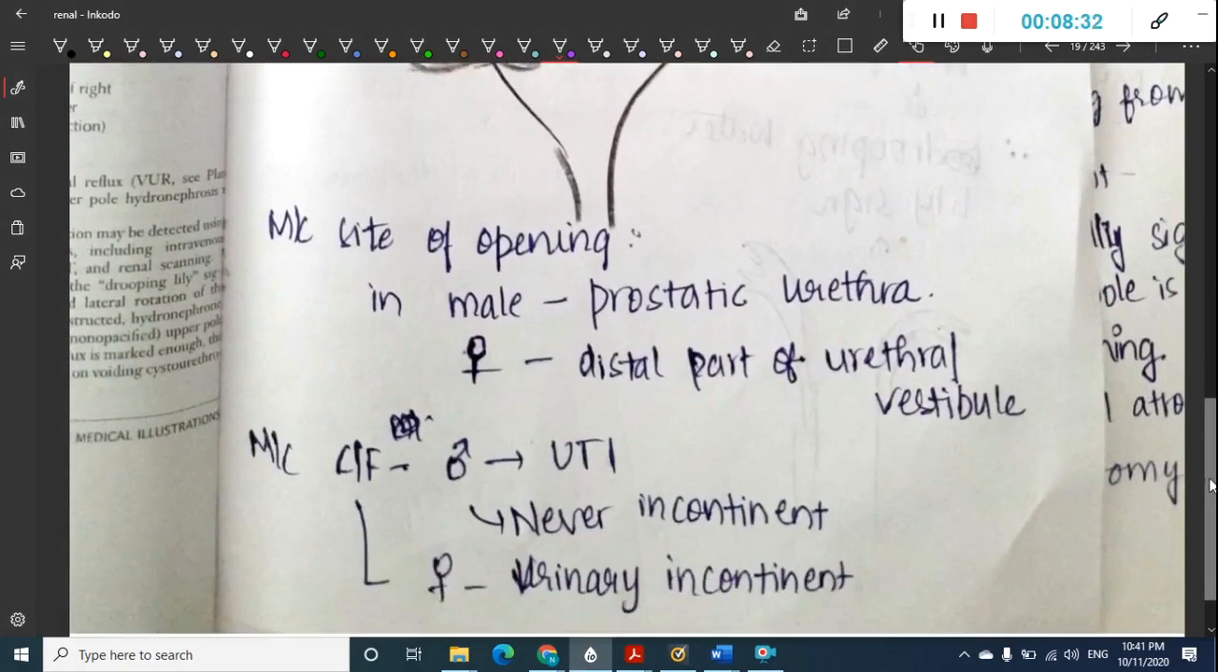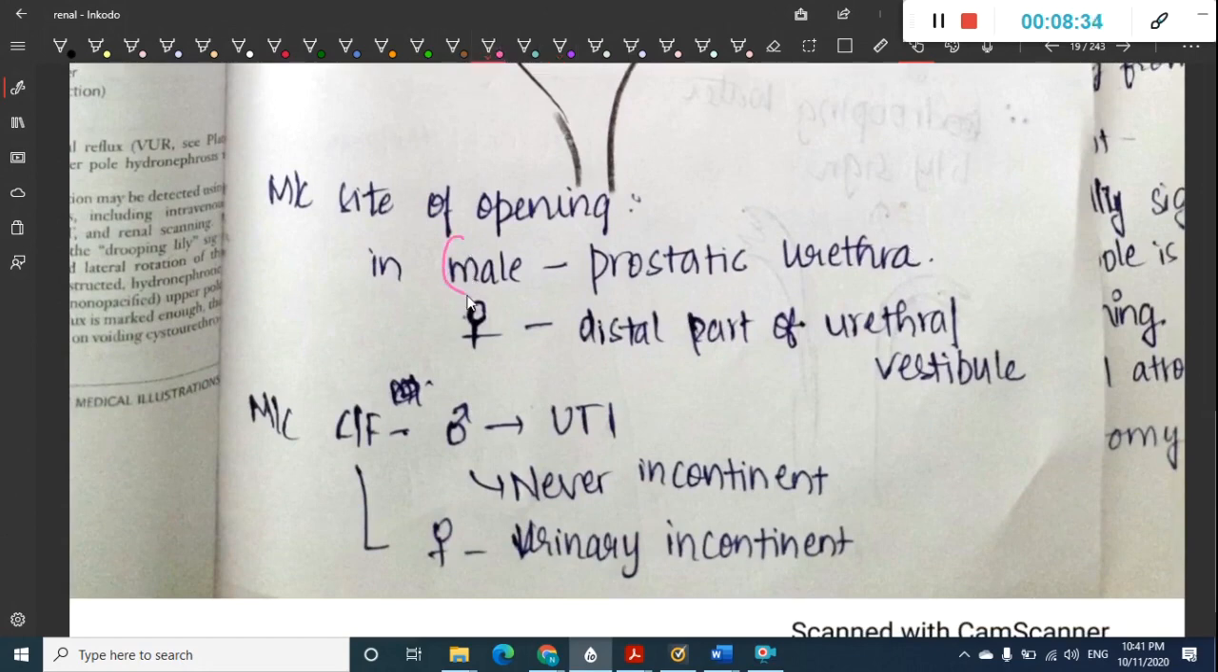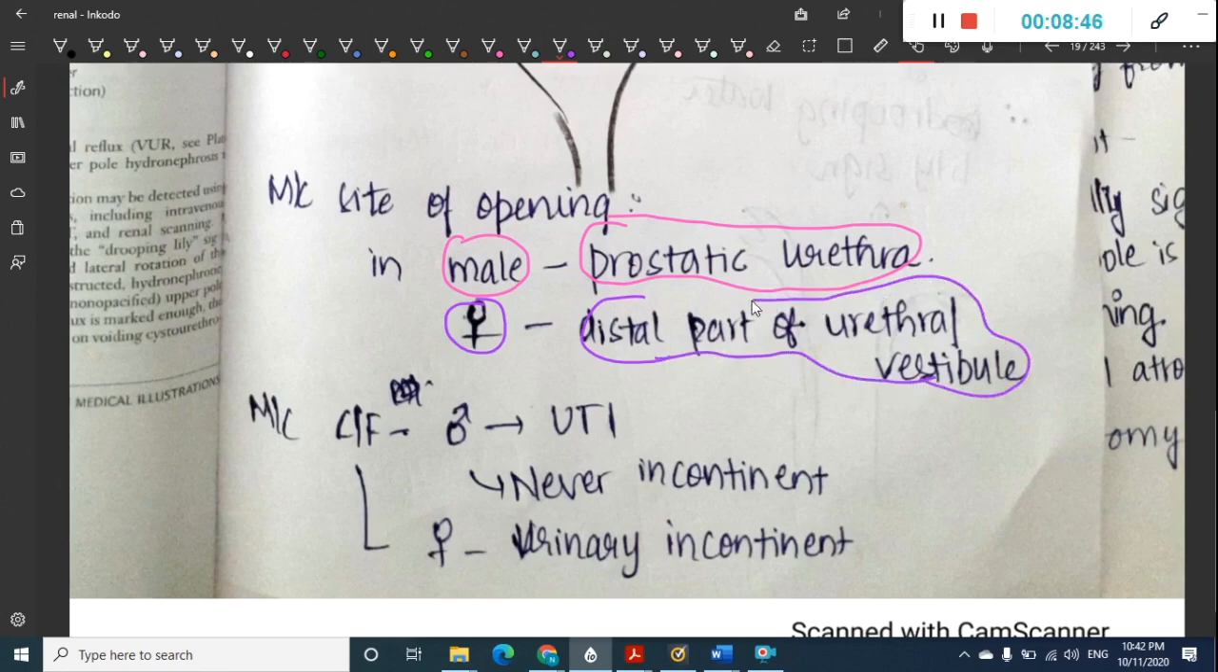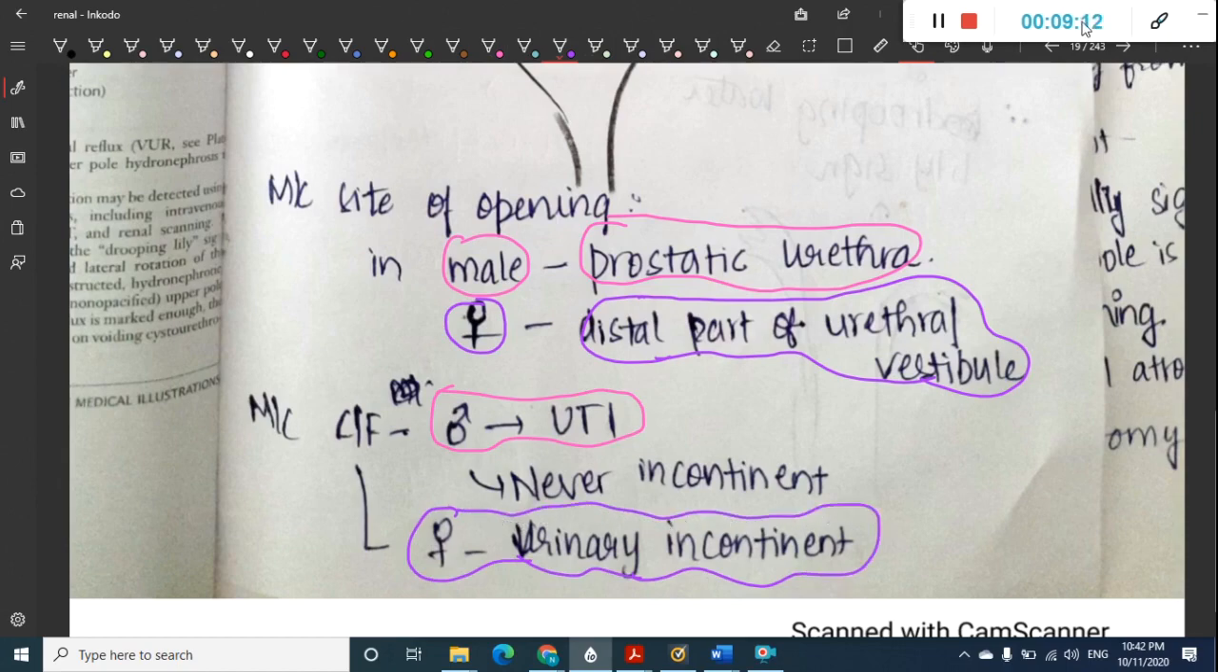Then what is the most common site of opening? In males, the most common site of opening is the prostatic urethra, and in females, the most common site of opening is the distal part of the urethra or vestibule. As a result, in females there is an increased chance of urinary incontinence, whereas in males there is an increased chance of UTI.